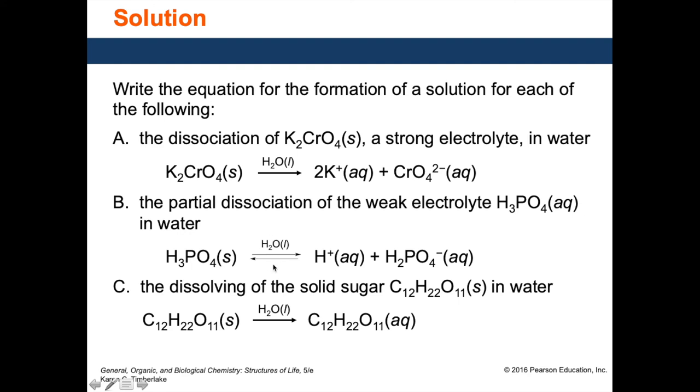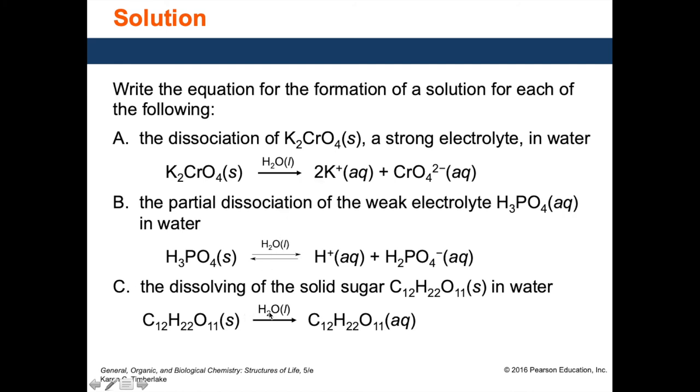Okay, that shows that this is a weak electrolyte. Again, this is something we'll talk more about in chapter 12, where having a reversible arrow here instead of a regular arrow is the difference between a weak acid and a strong acid.